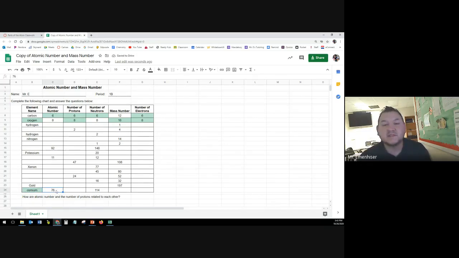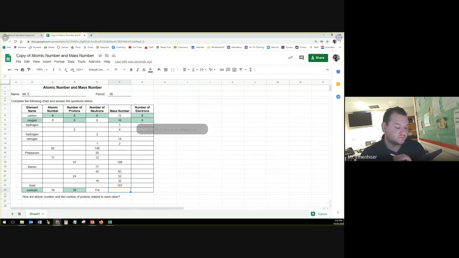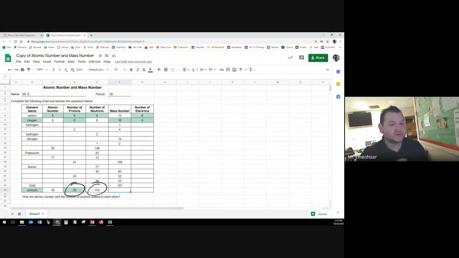The atomic number is 76, and so the number of protons is 76. It has 114 neutrons. Okay, so that's what they told us. So what is the mass number? Well, it's going to be protons plus neutrons. 76 plus 114. What do we get? 190.